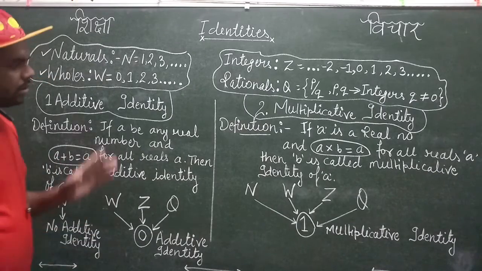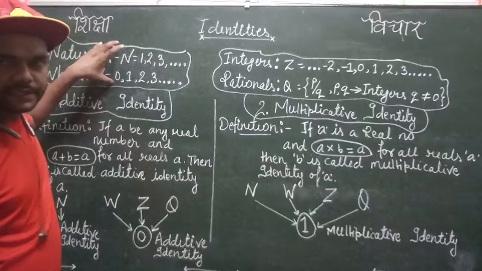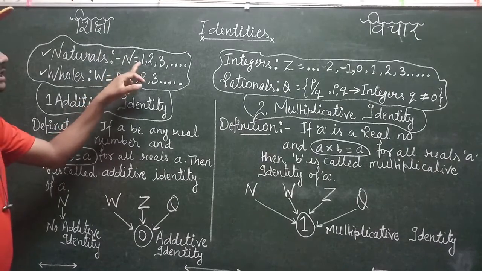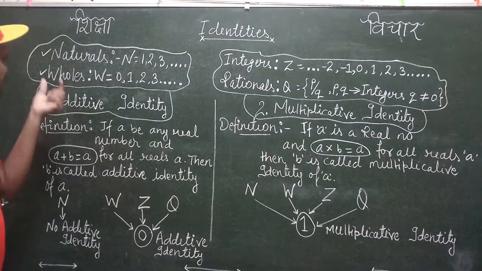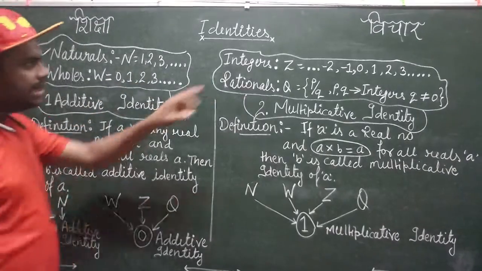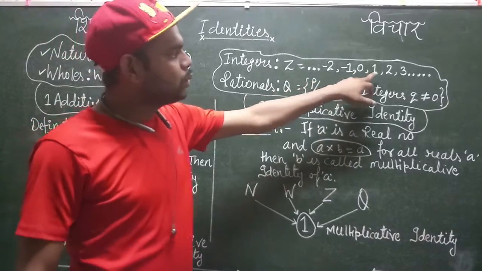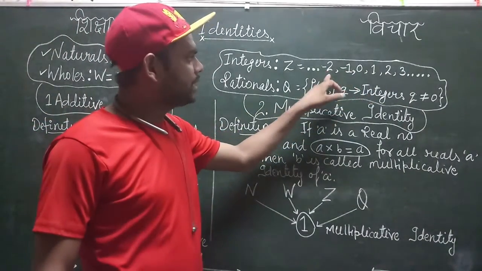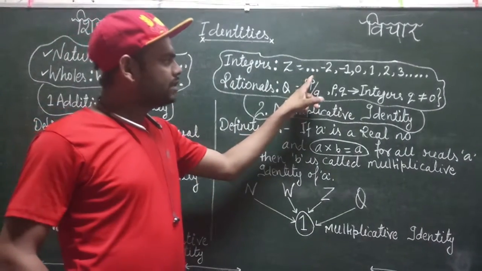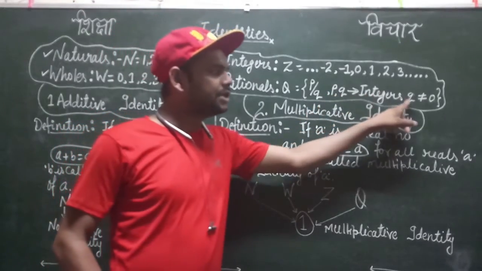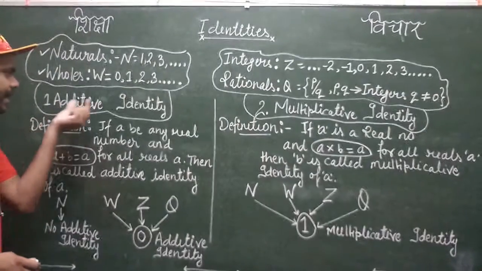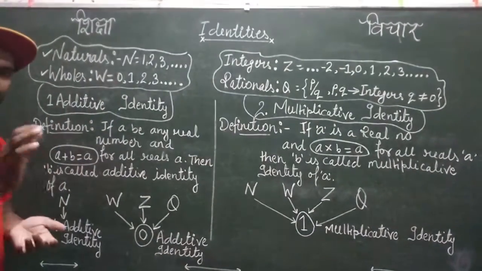Okay, now we have to recall these four sets to illustrate this situation very clearly. Natural numbers, we all know, start from 1 to infinity. Whole numbers start from 0, 1, 2, 3 and so on. Integers are 0, 1, 2, 3 and so on, and then minus 1, minus 2, minus 3 and so on. And finally, rationals are those numbers which are of the form p upon q, where p and q are integers and q is not equal to 0. So if we particularly discuss the additive identity for these four sets, then what happens?